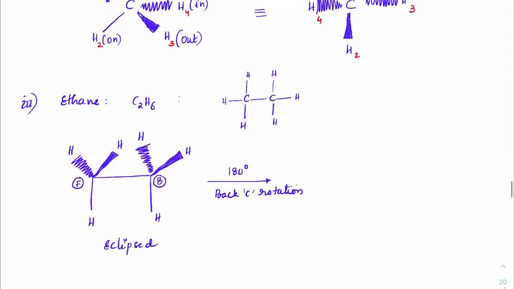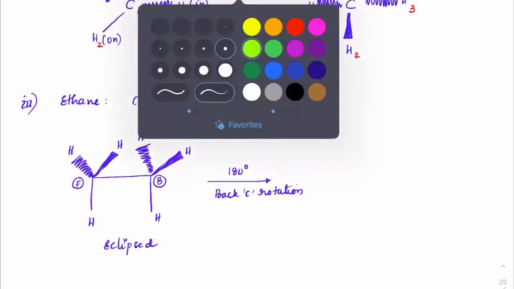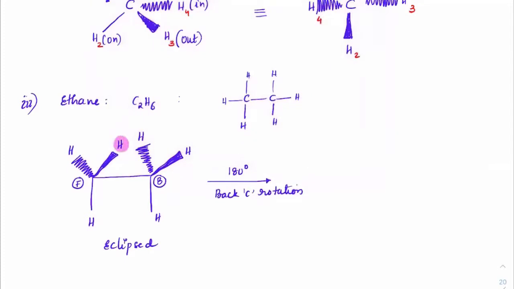So I will use different colors here to represent that. These two hydrogens, which I'm coloring in pink, are the ones which are coming out of the plane, or I can say that these are on the right hand side, and these two which are at the back, let me say these are on the left hand side, or they are going inside the plane. The minute I make a 180-degree turn here with the back carbon, see what would happen.